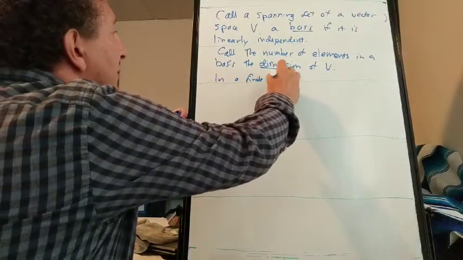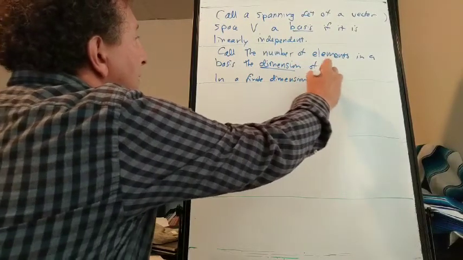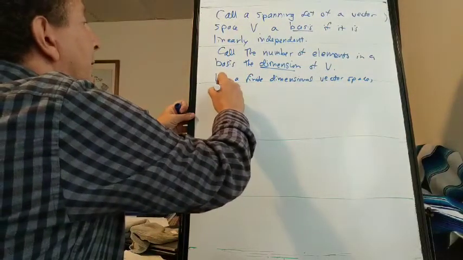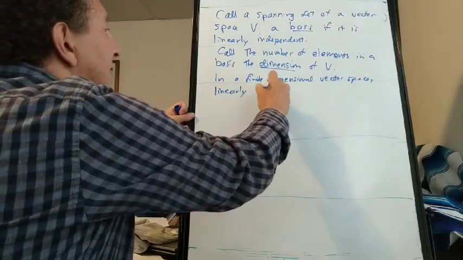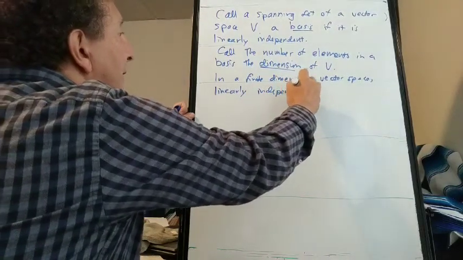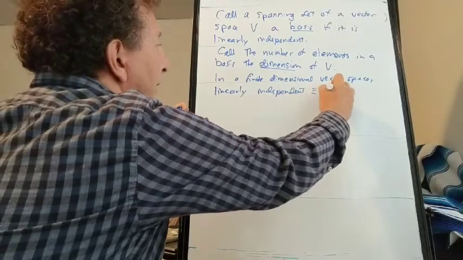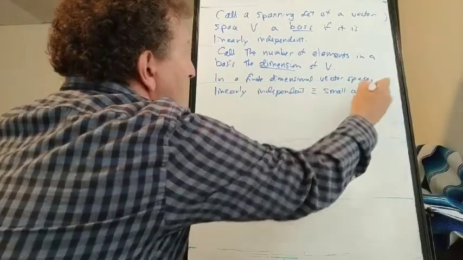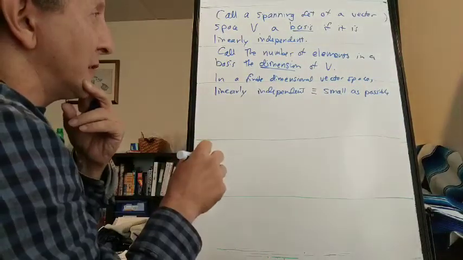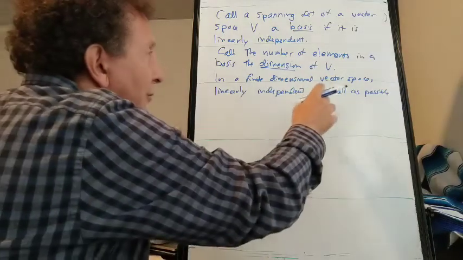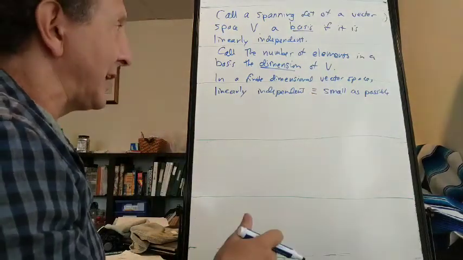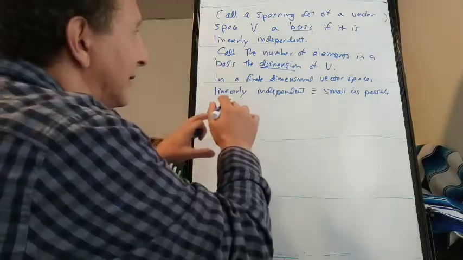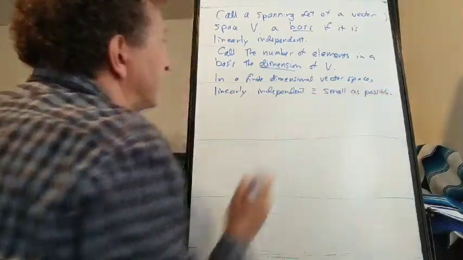In a finite dimensional vector space, linearly independent and smallest possible mean the same thing. In an infinite dimensional vector space, well, two different sets can have infinite cardinality, but only one might be linearly independent. So that statement is only true in finite dimensional vector spaces.